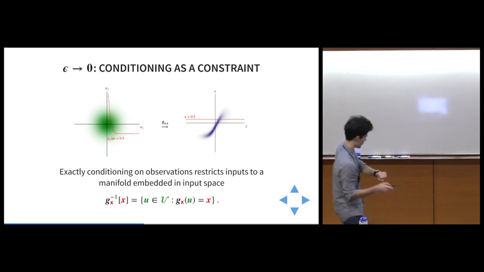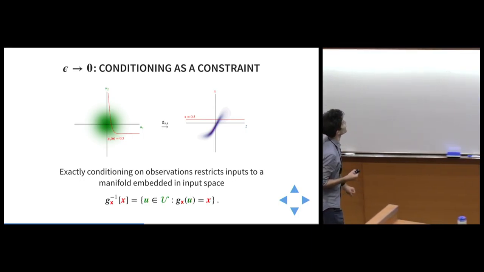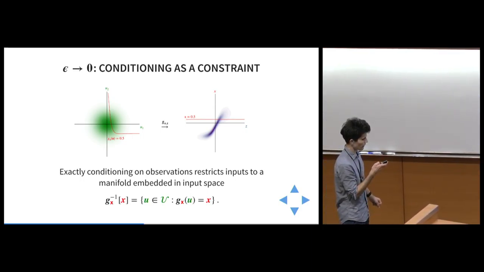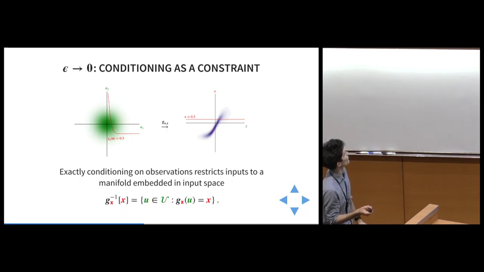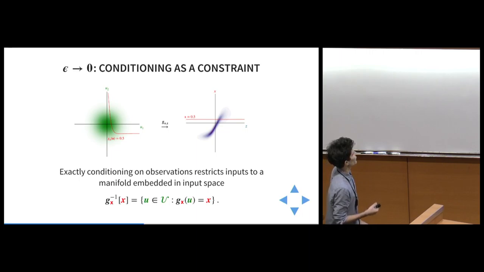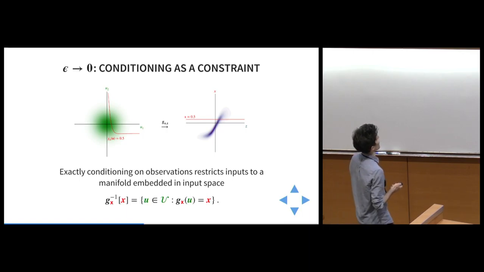Okay, so in the final 10 minutes, I'm going to talk about this slightly weird notion of what happens if we collapse epsilon all the way to zero. Does that make sense in any particular setting? And can we do inference in those sorts of settings?